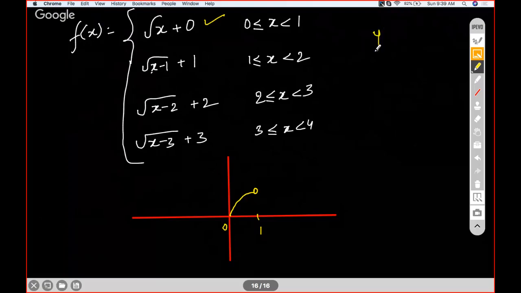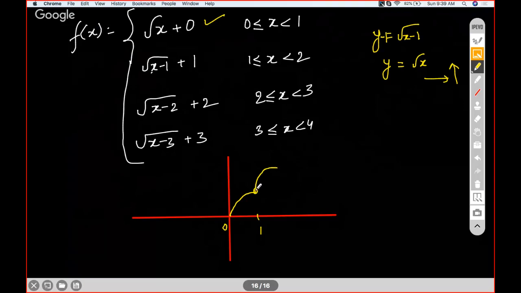How do I plot y equal to root of x minus 1, plus 1? Plus 1 means you are doing this. Can I say it is just the shifted version of this graph, 1 unit to the right and 1 unit up? Yeah, so you simply shift it. So this part only will shift 1 unit to the right and 1 unit up. So won't it appear like this?